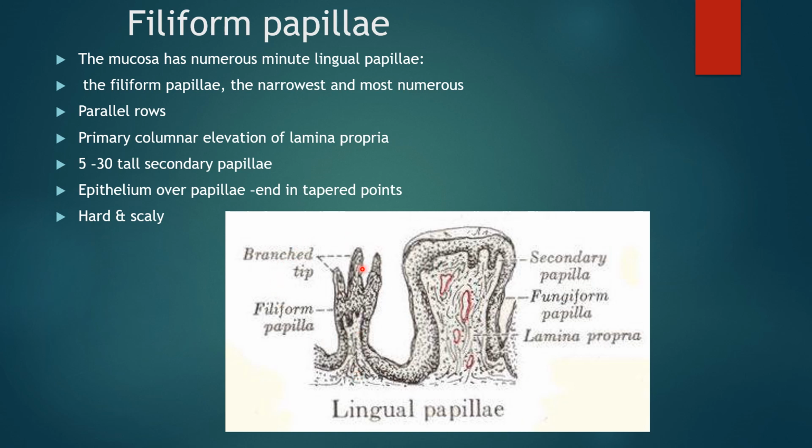So an important point from the MCQ point of view is that these are most numerous, they have conical tips, they are keratinized, and they do not have taste buds with them. Another point to be remembered is that when there is keratin, the taste buds will not be present, and if taste buds are present, you cannot appreciate keratin. So these two things will not be present with each other. Either the papilla will be keratinized or it will have taste buds. So this one is the filiform papilla and this one is the fungiform papilla.